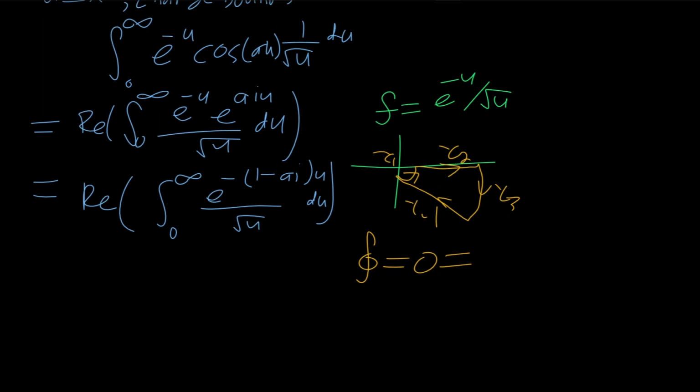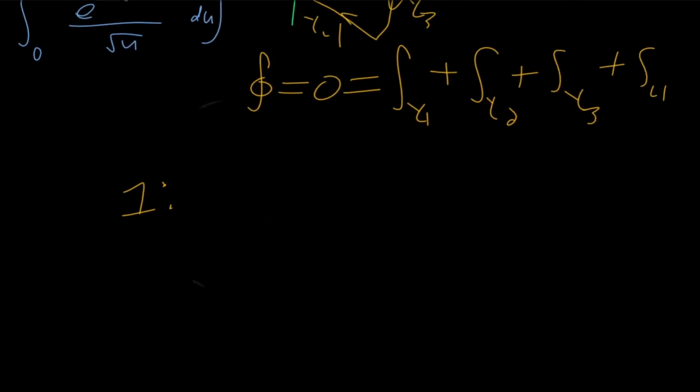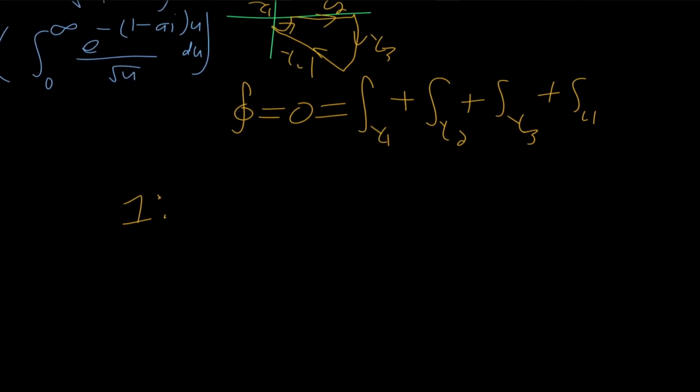So let's just go ahead and evaluate each one of these separately, shall we? So gamma 1, plus gamma 2, plus gamma 3, and then plus gamma 4. All right, let's go ahead and evaluate gamma 1. So number 1, the way we're going to show how it goes to 0 is just by saying, well, u is just going to equal some r e to the i theta, right? And we're just going to take the limit as r goes to 0.